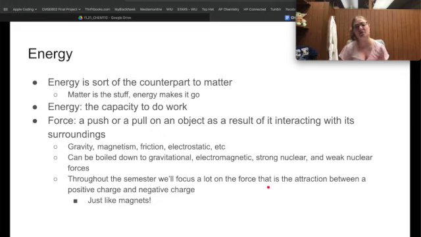Through the semester, the main force we're going to focus on is the attraction between a positive and a negative charge. If you've ever played with magnets before, with a north and south pole or a positive and a negative pole, when you put the positive and the negative together, they attract each other, and you can even get the magnets to scoot across the desk because they want to be attracted to each other. So it's a force that's pulling the magnets together, to keep them together.